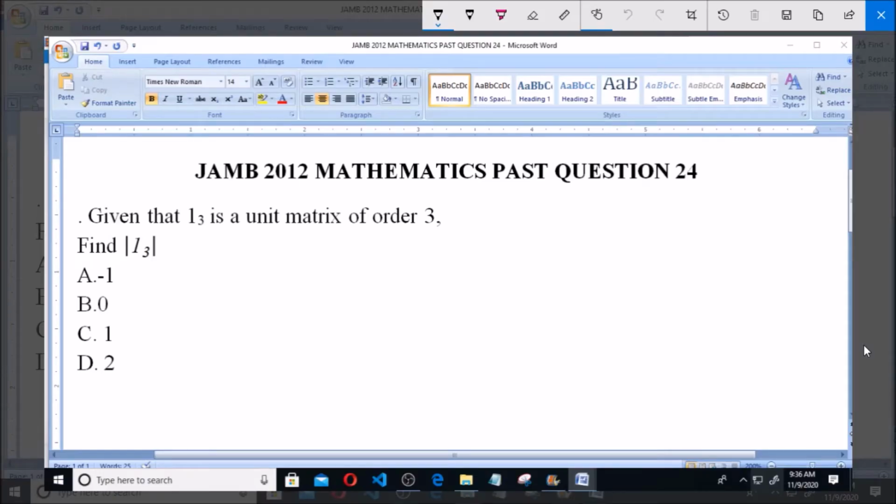I'll be answering JAMB 2012 Mathematics Past Question 24. Given that I3 is a unit matrix of order 3, that is a 3 by 3 matrix, find the determinant of this 3 by 3 matrix.